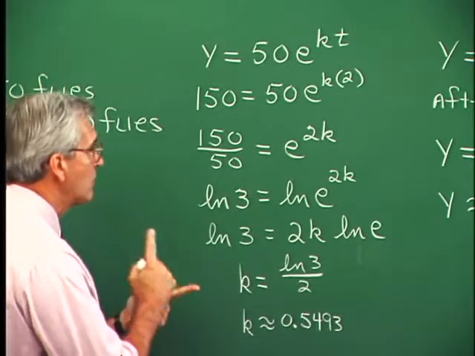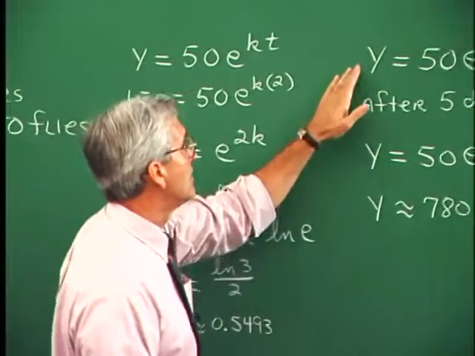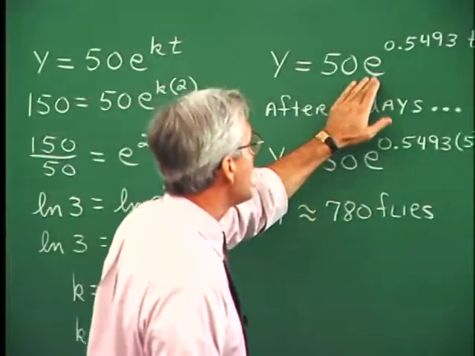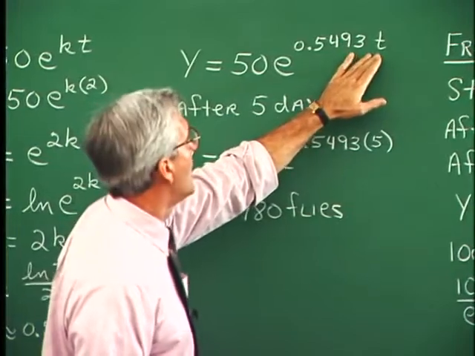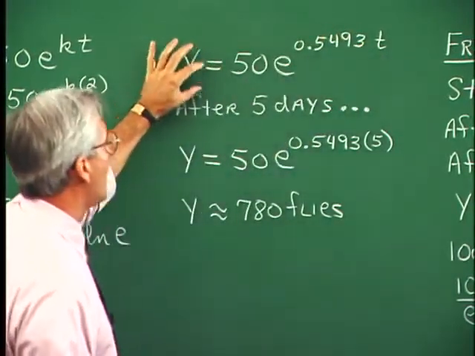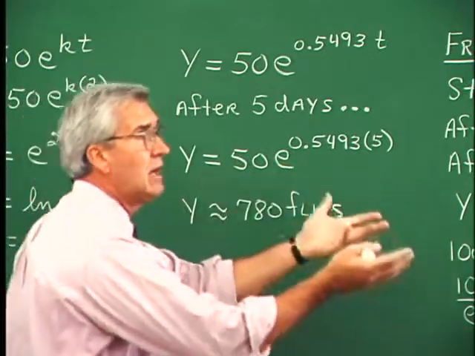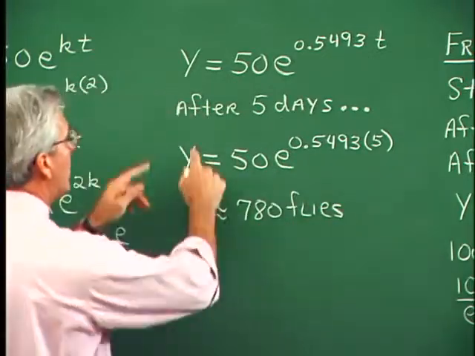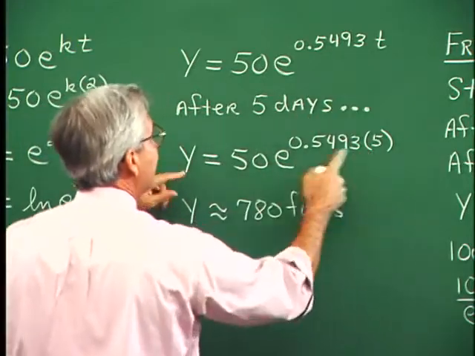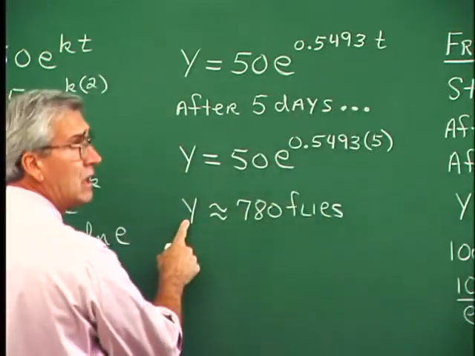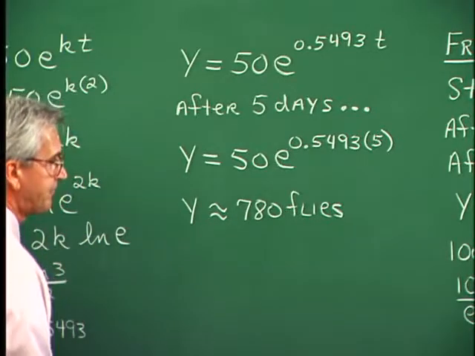Now, we have the value of c, we have the value of k, so our model now becomes y equals 50 e to the 0.5493 t power. And now, here's our fundamental model for determining the number of fruit flies after any number of days. For example, if we want to find the number after 5 days, replace t with 5, punch the calculator, we find the number of flies to be approximately 780.